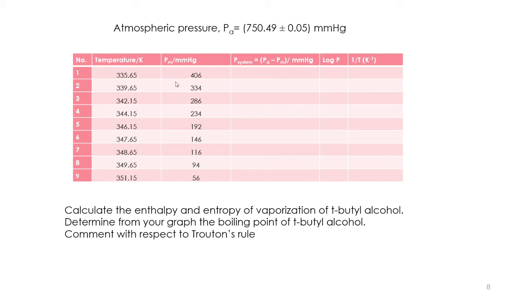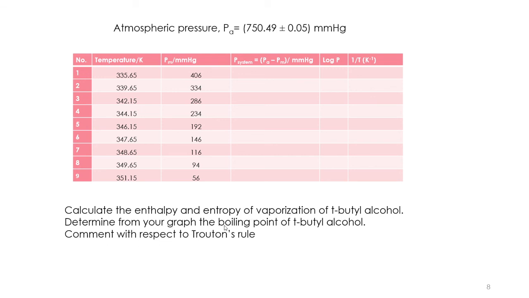Just transfer this into Excel, and then get the values for the log of the system pressure. Log P here is the log of the system pressure. Then get the value for 1 over T. So what you're going to plot is log P against 1 over T. What I want you to do is calculate the enthalpy and entropy of vaporization of tertiary butyl alcohol.